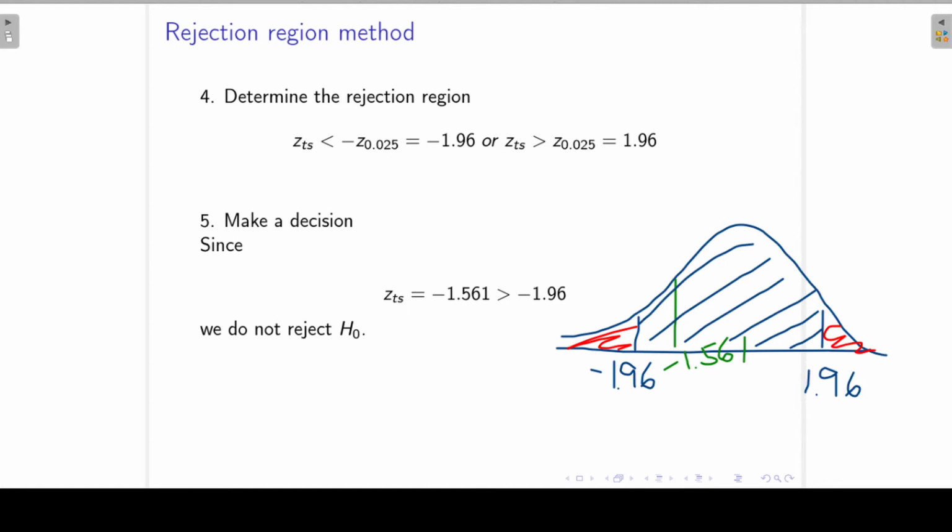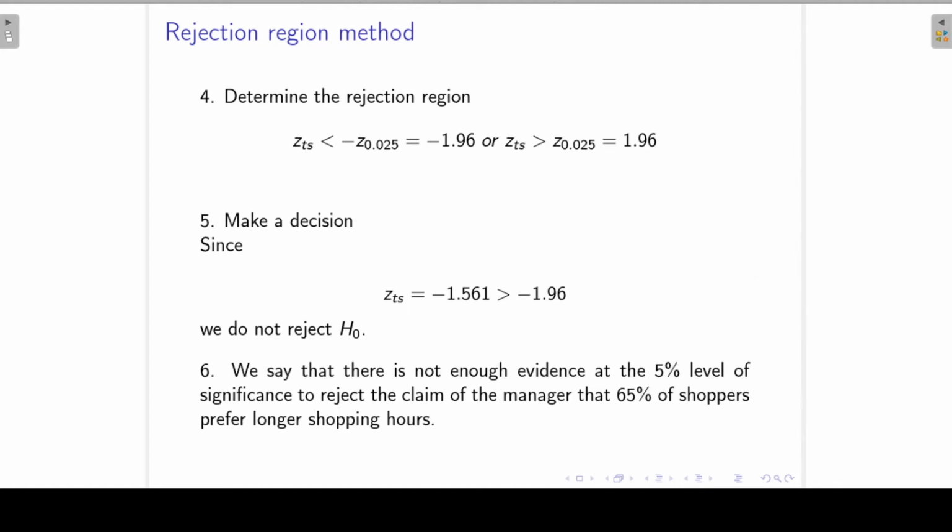And then we come to our conclusion. We say that there is not enough evidence at the 5% level of significance to reject the claim of the manager that 65% of shoppers prefer longer shopping hours.